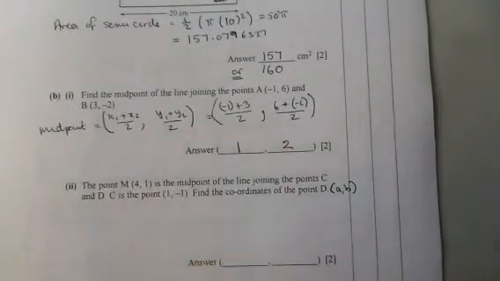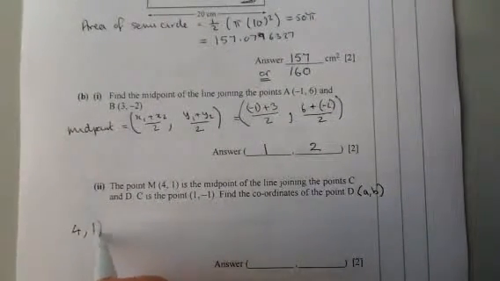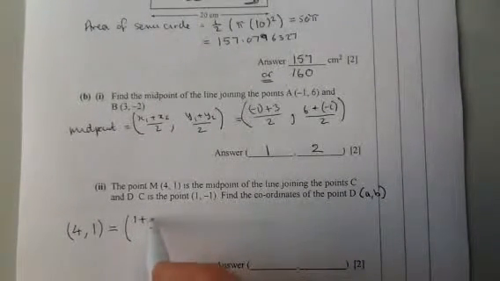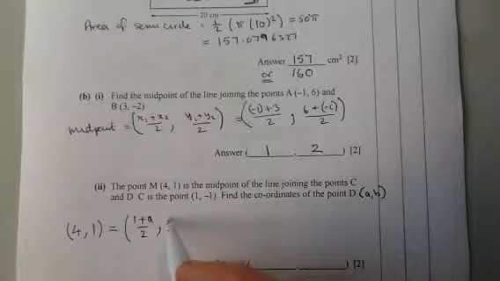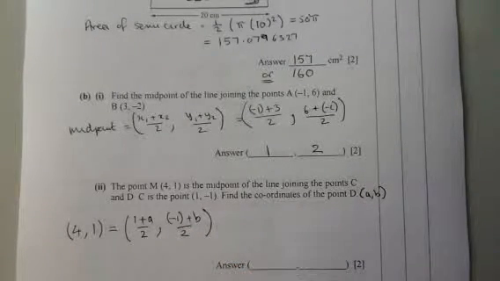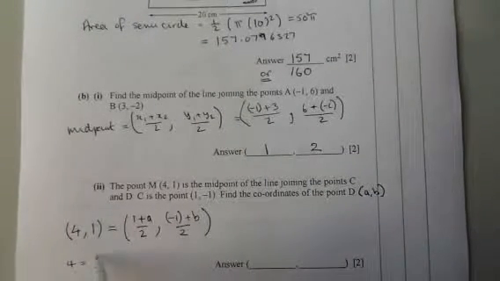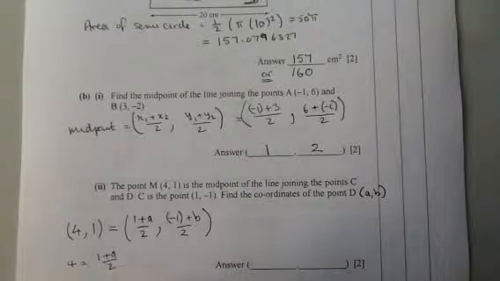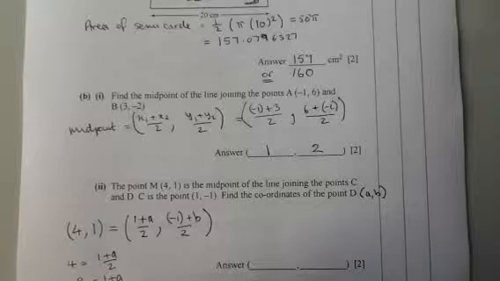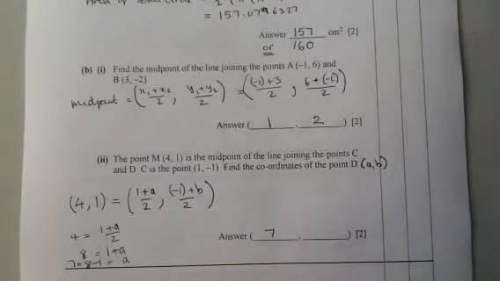Okay, so again, using the same formula as before, the midpoint, so we know 4, 1 is equal to, we're going to add the coordinates together, so 1 plus A over 2 and minus 1 plus B over 2. Now we've got two equations that we can solve. So we know this has to be 4. So 4 is equal to 1 plus A divided by 2. So 1 plus A has to be 8. So A would have to be 8 take away 1, 7. So that's 7.